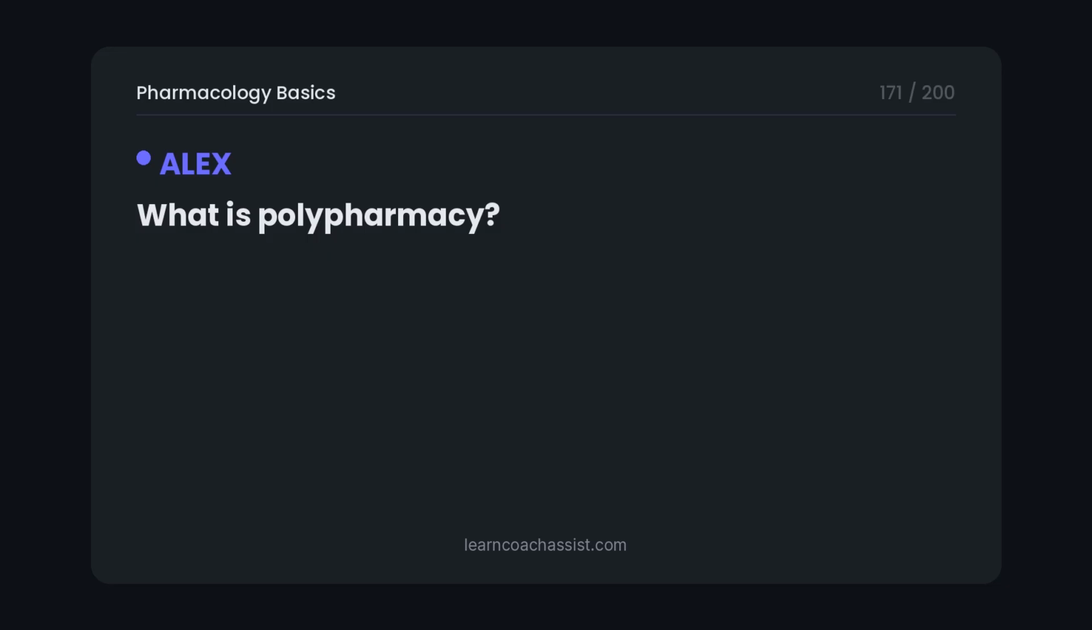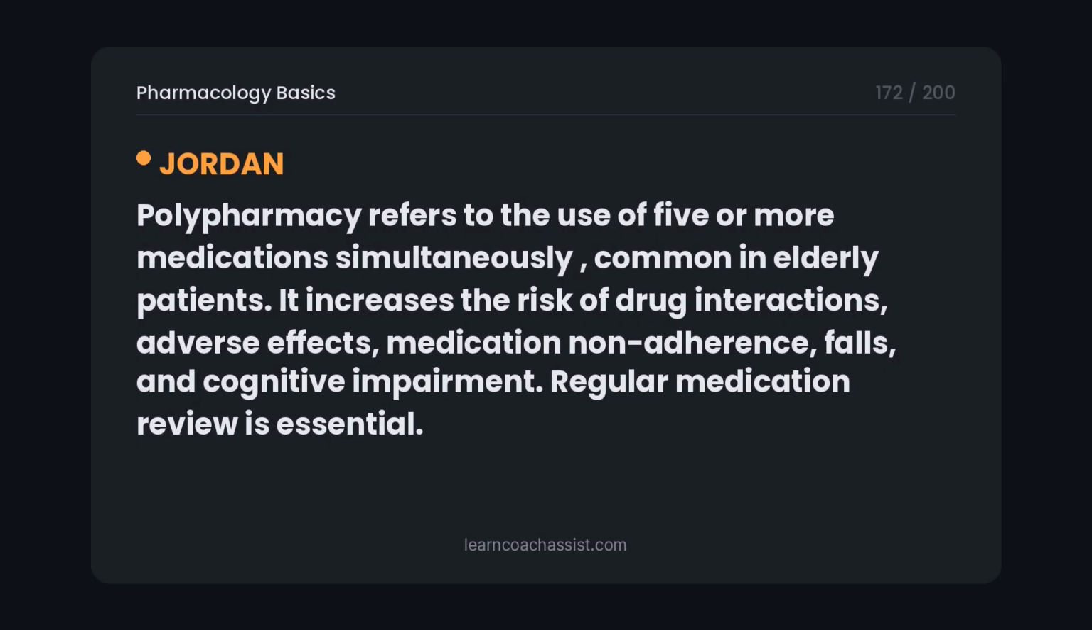What is polypharmacy? Polypharmacy refers to the use of 5 or more medications simultaneously, common in elderly patients. It increases the risk of drug interactions, adverse effects, medication non-adherence, falls, and cognitive impairment. Regular medication review is essential.